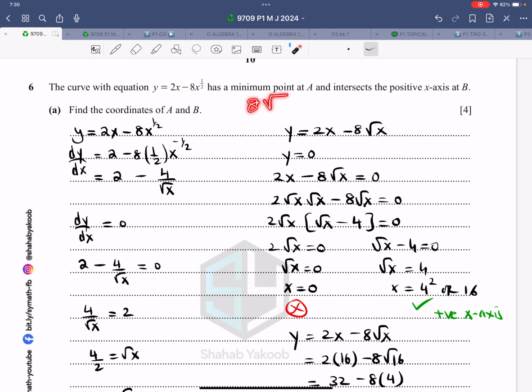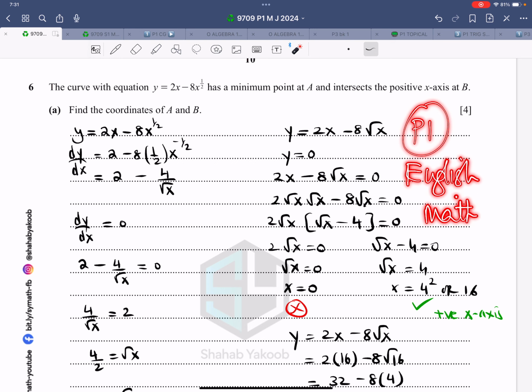Maybe this was written as 8 root x, so it's my responsibility to write it in terms of indices, exponents, powers, because that's how I'll work it out. This curve has a minimum point at A and intersects the positive x-axis at B. Now in P1, remember it's all about reading in English and working in math, and maybe if your mother tongue is not English, then you have to do a bit of translation.